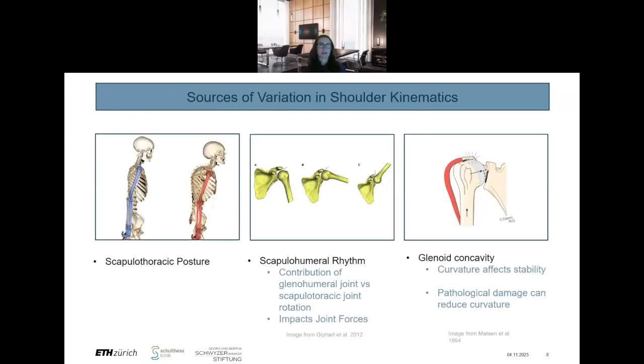That's just from the static anatomy, but we also know that scapulothoracic posture can influence clinical outcomes and range of motion. We know that scapulohumeral rhythm, so the rotation of the scapular blade on the thorax versus the rotation of the humerus relative to the scapula to produce arm elevation, varies between subjects, and that can also impact joint forces. And as I mentioned, the joint anatomy itself can influence how much stability there is.